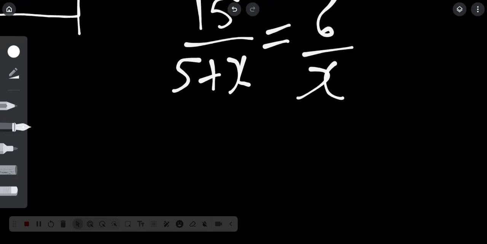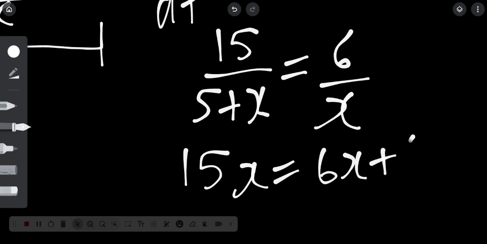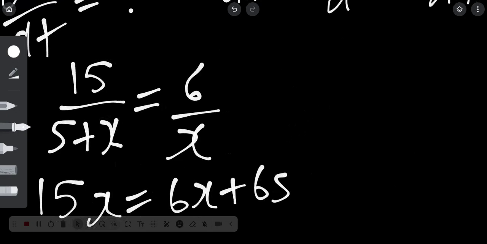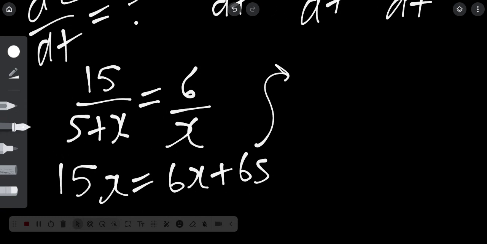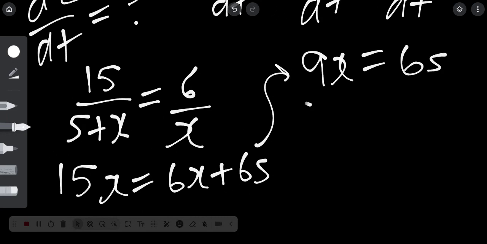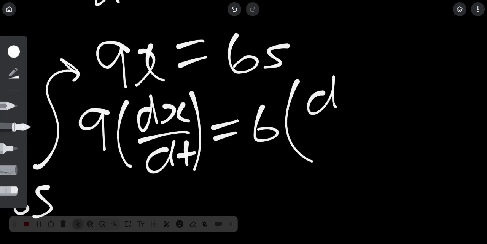Now we can just cross multiply to get 15X is equal to 6X plus 6S, distributing the 6. You can move the 6X to this side, so it gives us 9X is equal to 6S. We can take the derivative with respect to time, so it'd be 9 times dx/dt is equal to 6 times ds/dt right here.